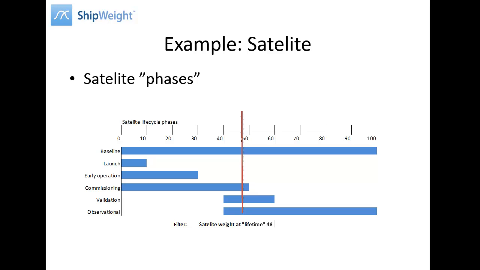Finally, it can also be used for a satellite. Satellite phases beyond the baseline might be launch, early operation, commissioning, validation, observational. And again, 0 to 100 may mark the total lifetime of a satellite. And then at any time we can slice through the model and grab just the weights and CG that are applicable for this point in time to get the weight and CG.